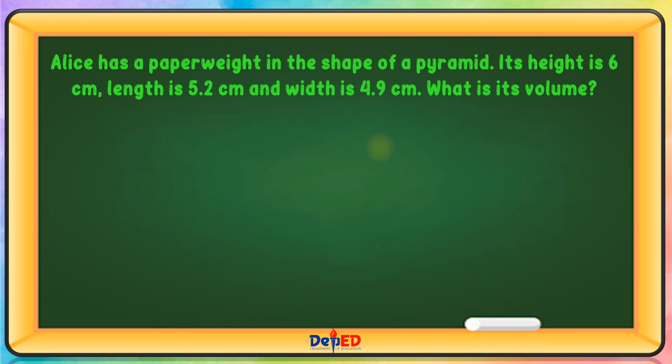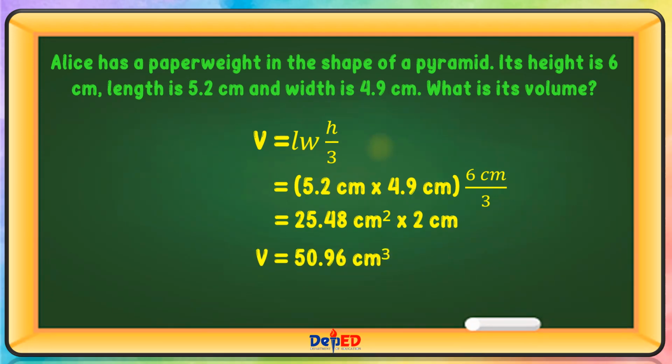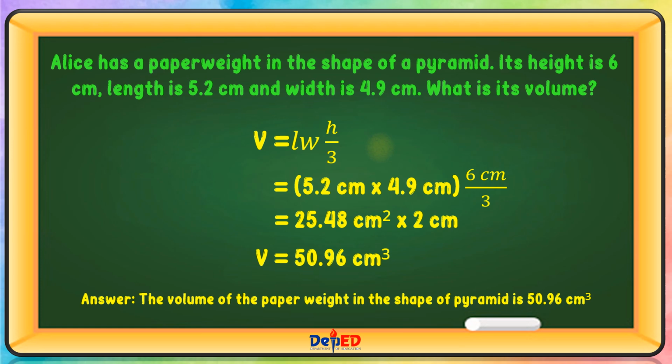What is its volume? Volume is equal to length times width times height divided by 3 since the paperweight is in pyramid form. 5.2 cm times 4.9 cm times 6 cm divided by 3 equals 25.48 square centimeters times 2 cm. Volume is equal to 50.96 cubic centimeters. Our answer: the volume of the paperweight in the shape of a pyramid is 50.96 cubic centimeters.